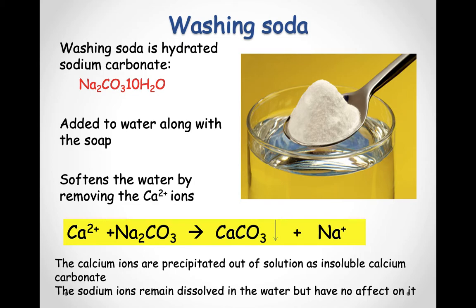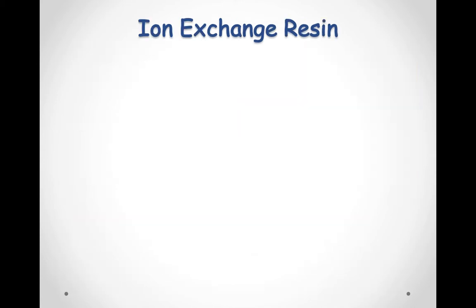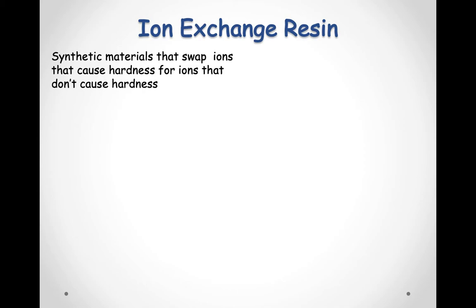Okay, then another method that you can use, so we've covered distillation and washing soda so far. Another method that you can use is an ion exchange resin. Again, there's a clue in the name. Ion exchange is what we're doing here. So we're going to take out our calcium ions and our magnesium ions, and we're going to replace them with another positive ion. So the resin is a synthetic material, and it swaps out the ions that cause hardness for ions that don't.